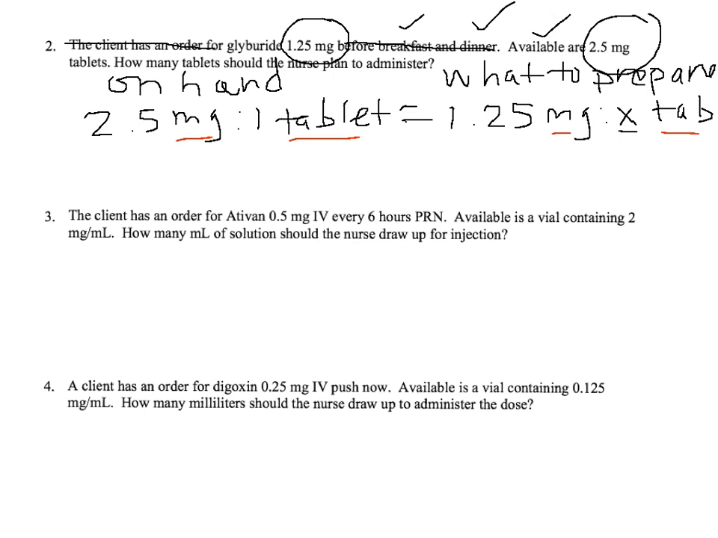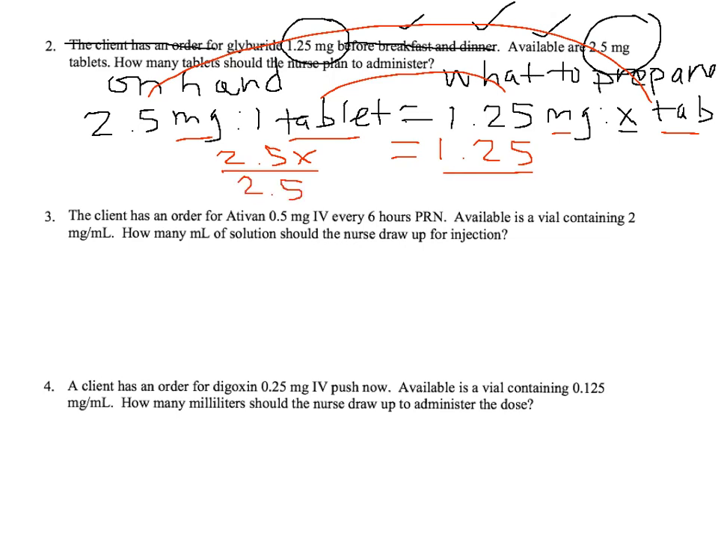Okay? Then the next thing you want to do, remember, is to multiply the two outer components. 2.5 times x is 2.5x. Now multiply the inner components. 1 times 1.25 is 1.25. Isolate the x. Divide by 2.5 on both sides. This crosses itself out. 1.25 divided by 2.5 equals 0.5. So x equals 0.5.